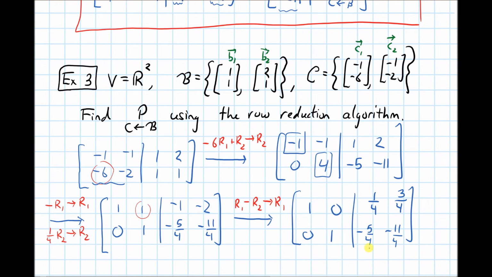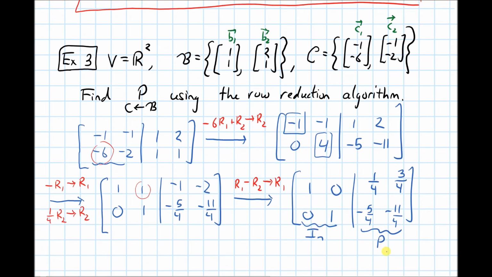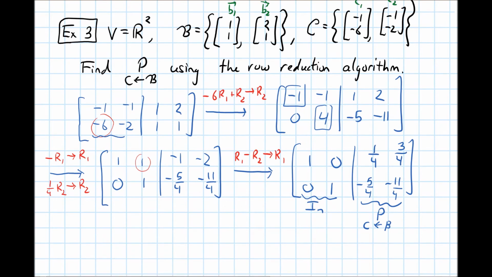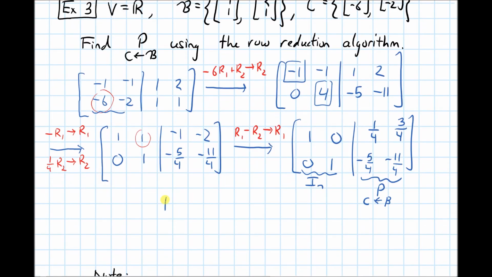Okay, so this matrix on the right-hand side of the augmented bar, now that the left-hand side is the identity, the right-hand side is supposed to be my change of basis matrix. This is P_B to C, B changing to C. Okay, so let's just write that down on its own. So my change of basis matrix, P_B to C, is 1/4, -5/4, 3/4, and -11/4. And that's my change of basis matrix.